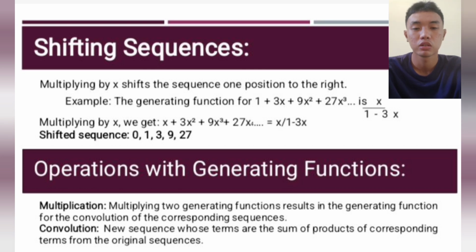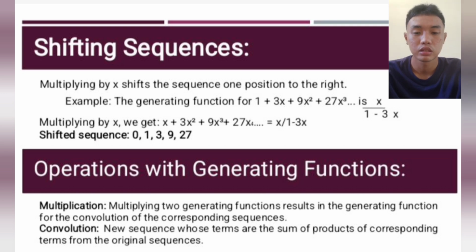Multiplying two generating functions results in the generating function for the convolution of the corresponding sequences. A convolution is a new sequence whose terms are the sum of the products of corresponding terms from the original sequences.